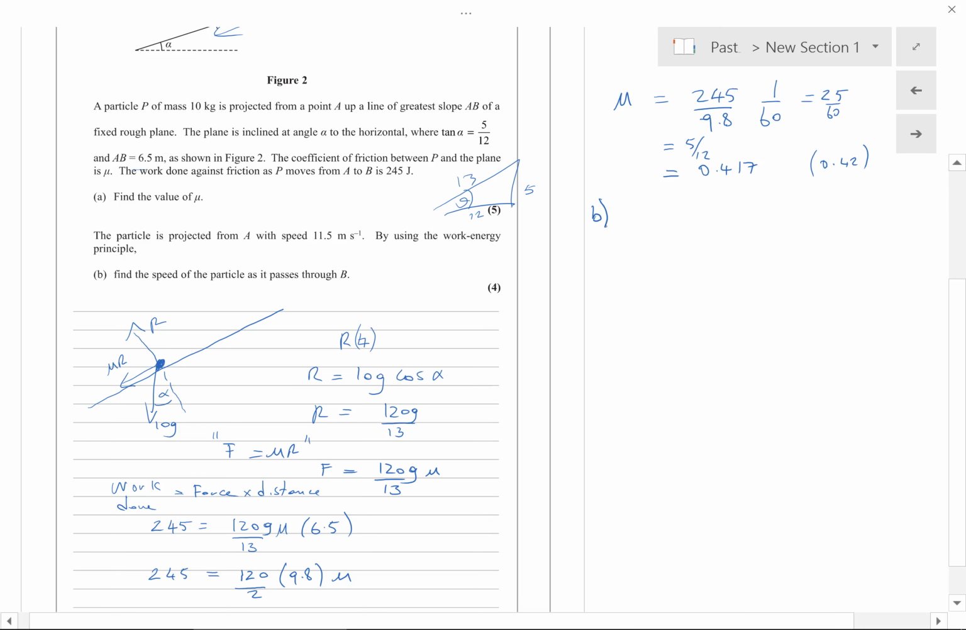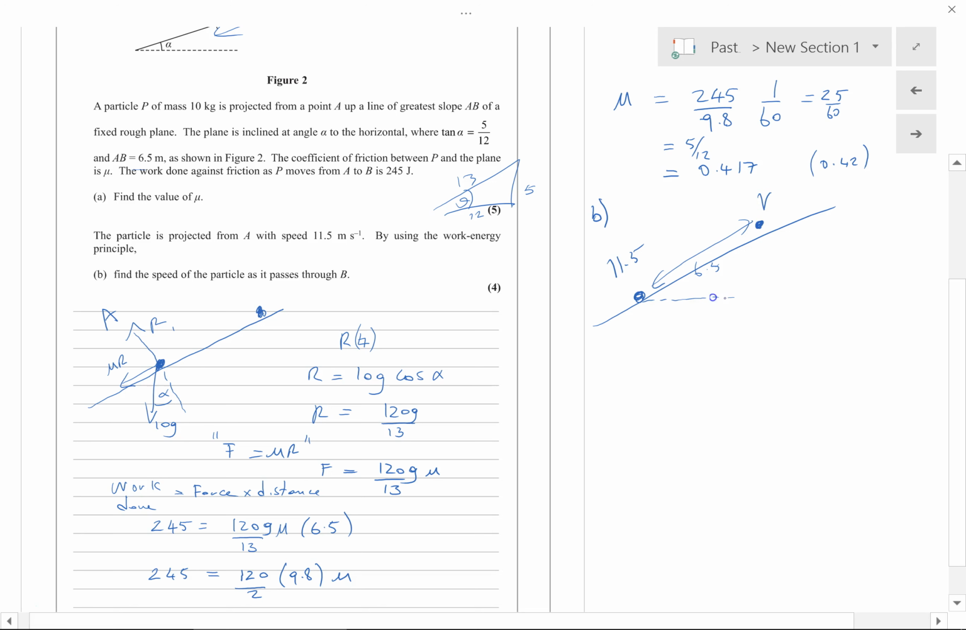Now it says using a work energy principle. It's projected from A. So we've got the point A here to some point B, and the velocity at A is 11.5. Let's draw it up again and time on it. So we've got 11.5. It's gone up 6.5, and we want to find the velocity that it is here.